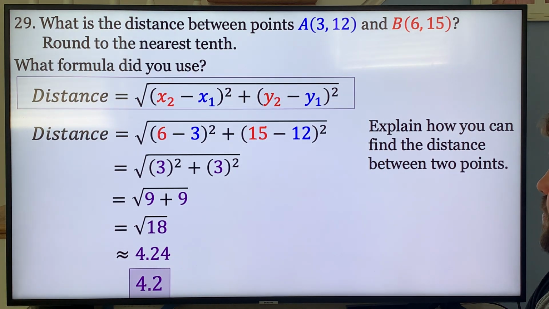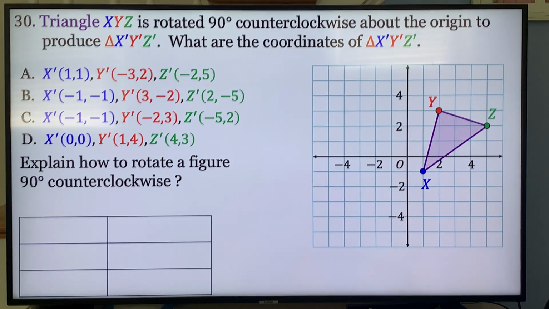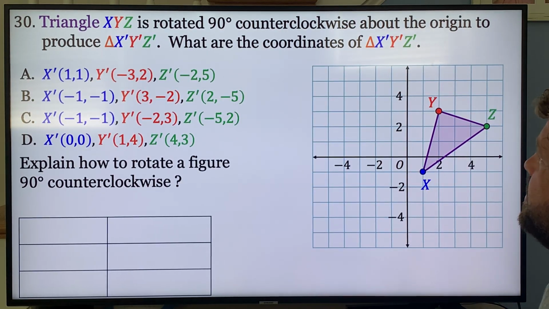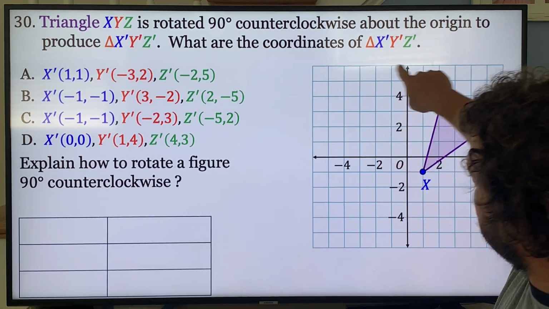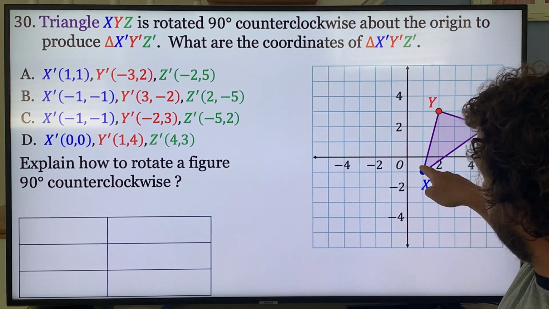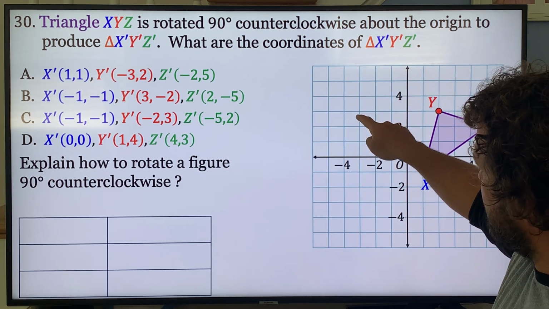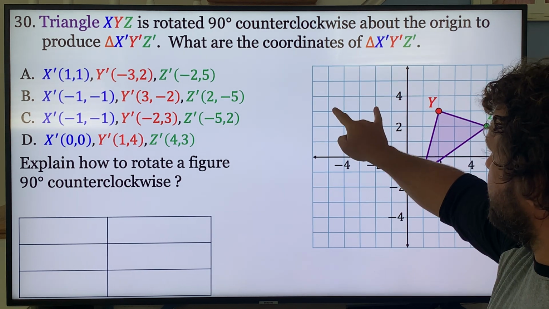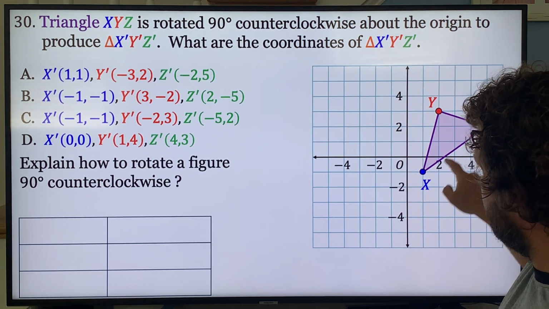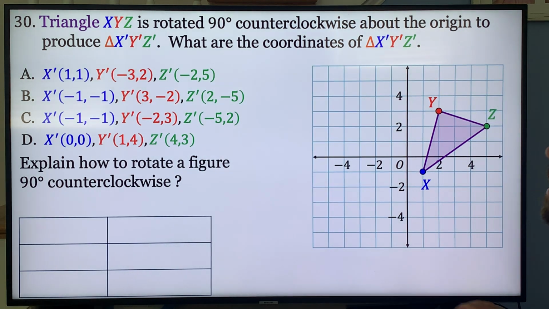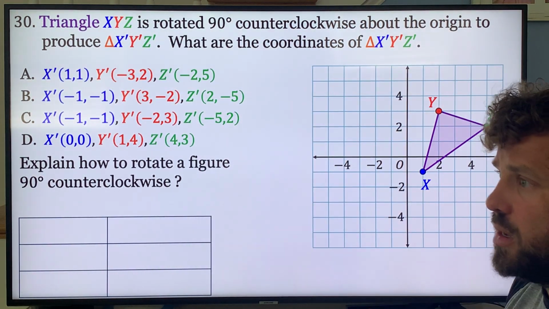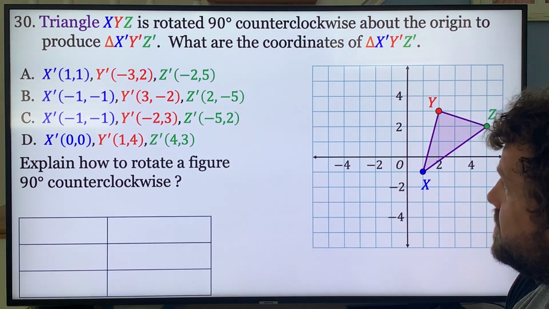Problem number 30. Triangle XYZ rotated 90 degrees counterclockwise. So clockwise is like a clock. Counterclockwise is not like a clock. So what that means is if you're in this coordinate grid right here, these 2 points should end up here. This one's down here. It should end up over here. All right. 90 degrees moves it about 1/4 of the way around.